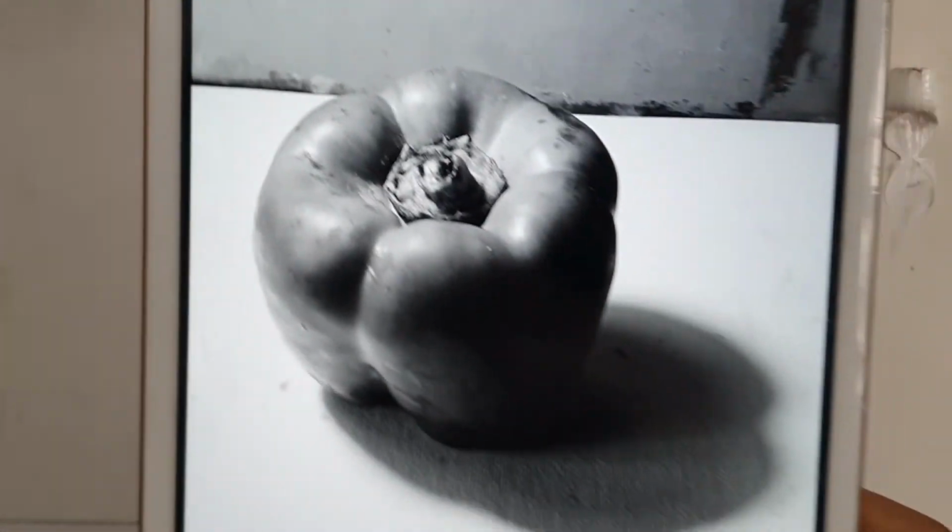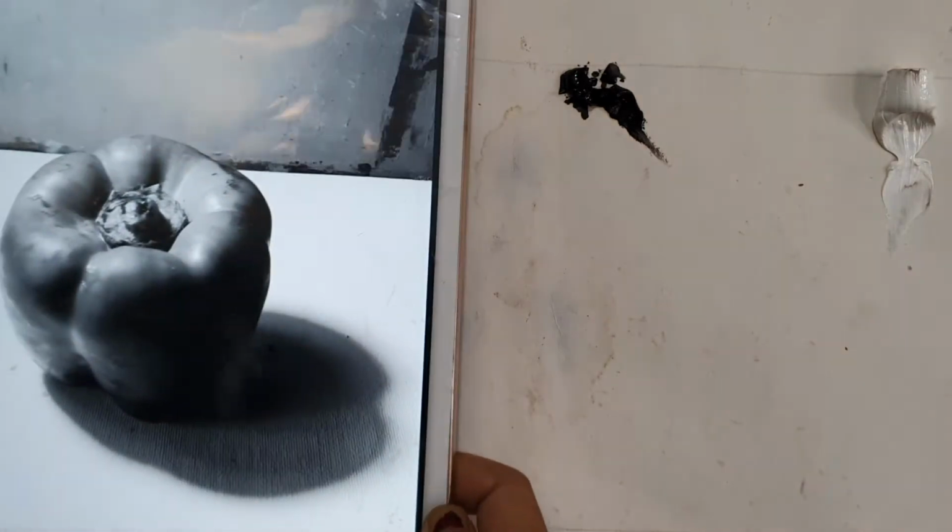Hey guys, so today we're gonna redo the capsicum. I'm gonna start from scratch and basically we're gonna try and draw this together. Okay, so just before we start, let's just look at this capsicum one more time.